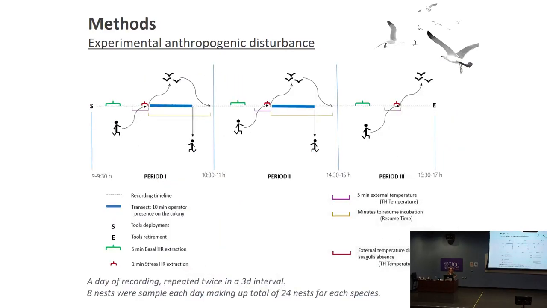So this is a diagram of our experimental setup. We started around 9 by deploying the equipment, the dummy eggs, and the thermohygrometer to assess the microenvironmental temperature of the nest. When nobody was in the colony, we took samples of basal heart rates, and then we did our disturbance stimulus, which was to approach the colony and do a transect of 10 minutes in the middle of the colony.